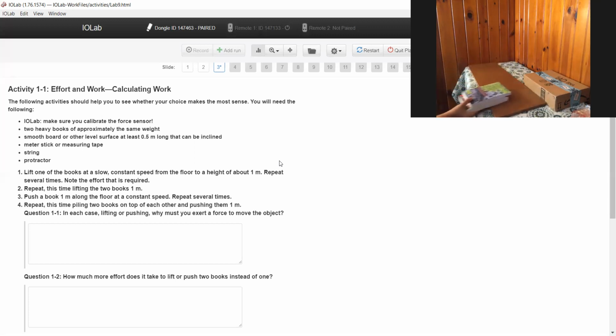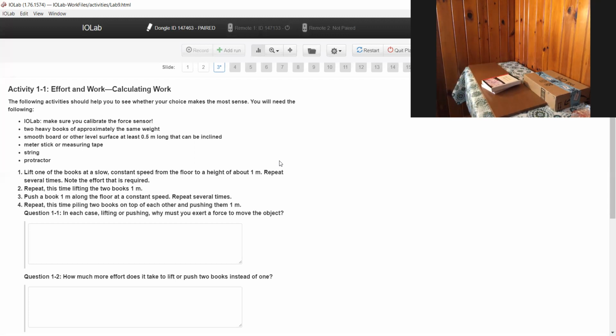Then push a book 1 meter along the floor at a constant speed. I'll start from here. Let me push it around here. Let this be the starting point, something like this. I'm pushing it slow and steady, one book. Let me notice the effort to some distance. Now I'll push to the same distance with two books, which are of similar weight. Same distance, same speed, and I'm noticing the effort as well. So you can do that.